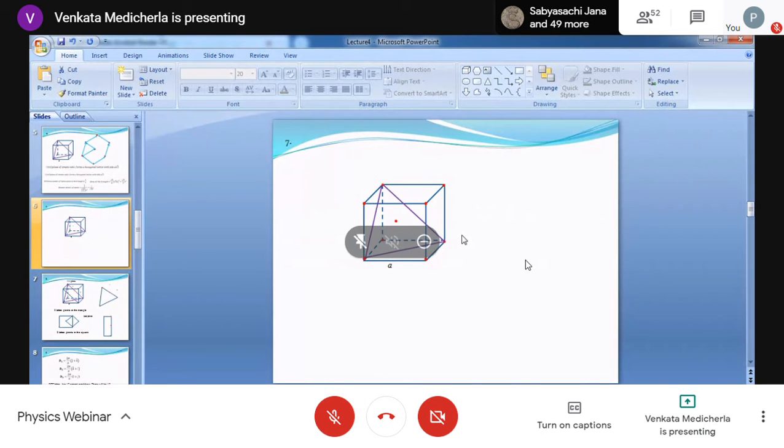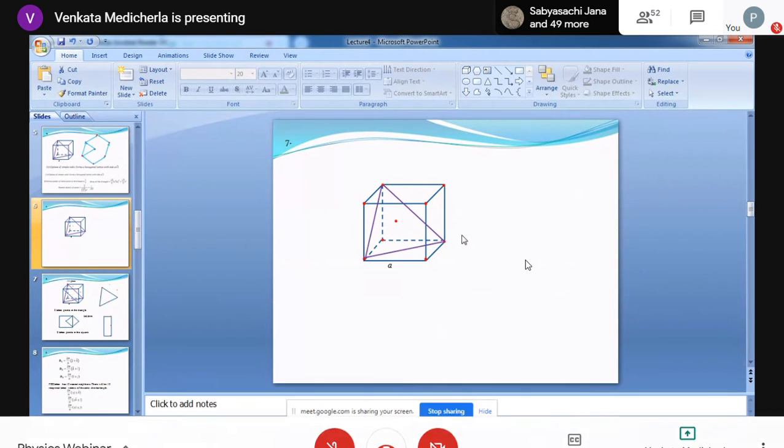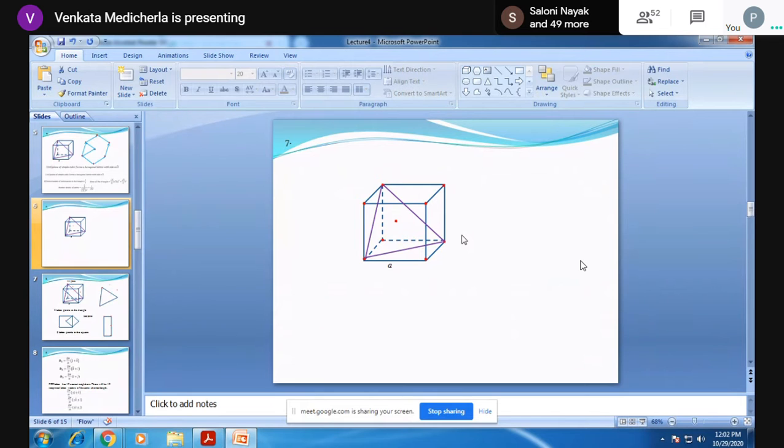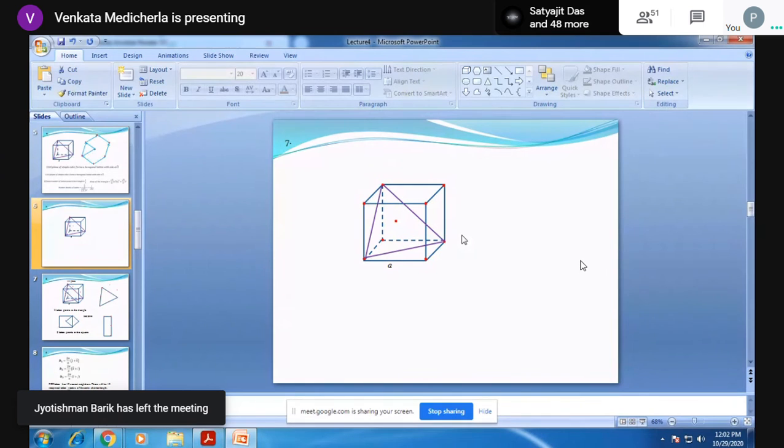If the intercepts are known, you know that x by a plus y by b plus z by c is equal to 1, right? Yes or no? Yes, but all intercepts are the same, a. That means x plus y plus z is equal to a. That is the plane, right? Yes. Now you tell me, on that plane, does the body center lie or no? Body centered point. But what are the coordinates of the body centered point?